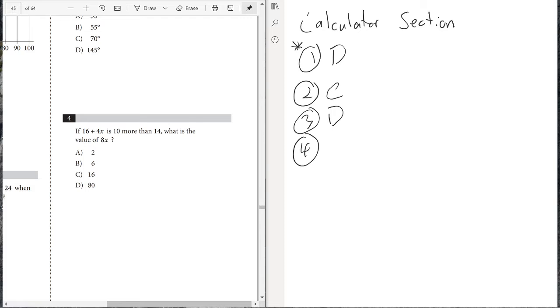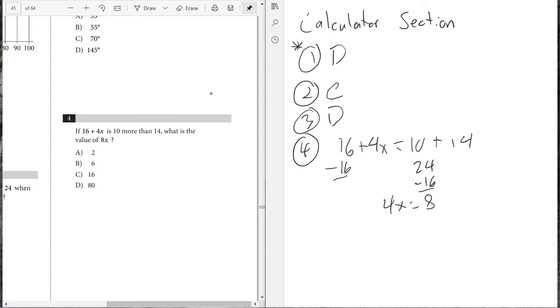If 16 plus 4x is 10 more than 14, oh, I love these, these are so fun. 16 plus 4x is 10 more than 14. What is the value of 8x? So 10 plus 14 is 24. Subtract 16, that would be 8. So 8 equals 4x. We want 8x, so double it. 8x would be 16. C.